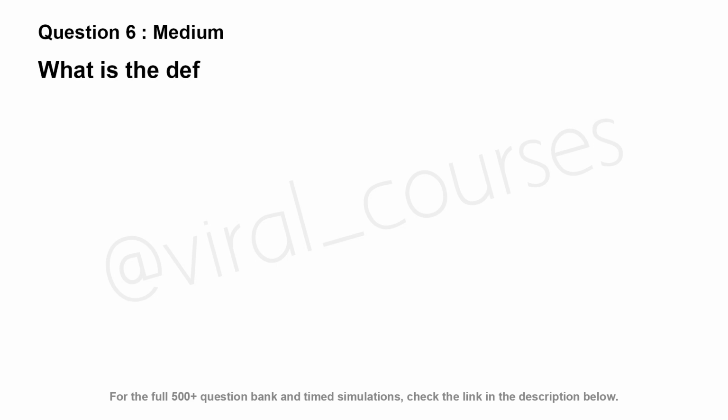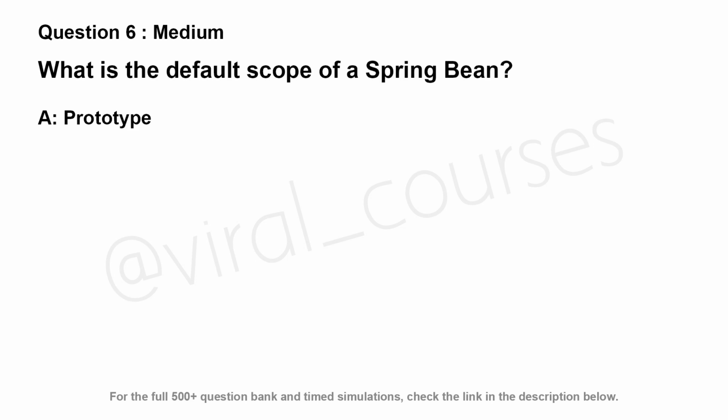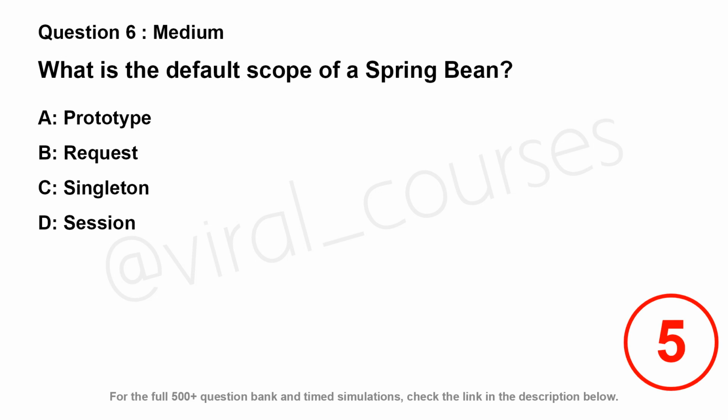What is the default scope of a Spring Bean? Option A, Prototype. Option B, Request. Option C, Singleton. Option D, Session.